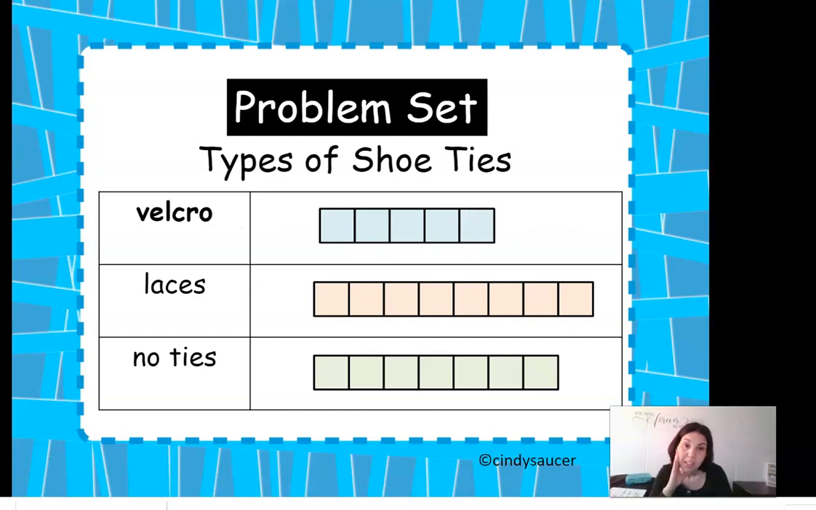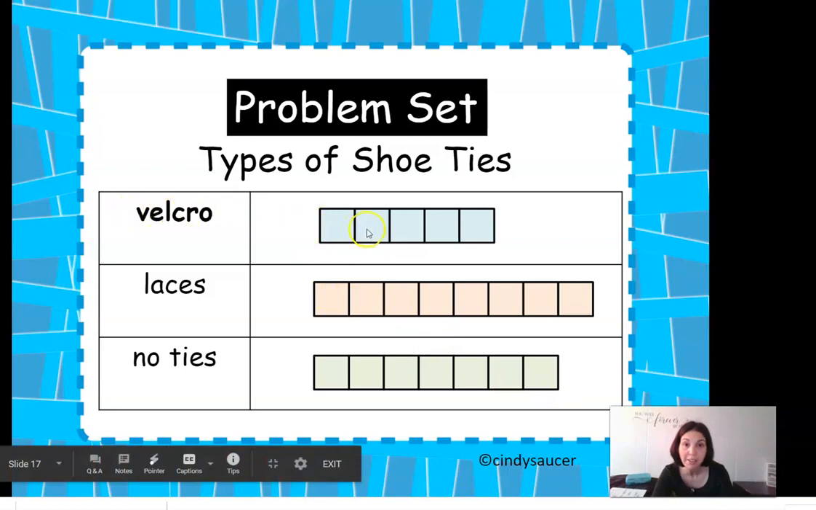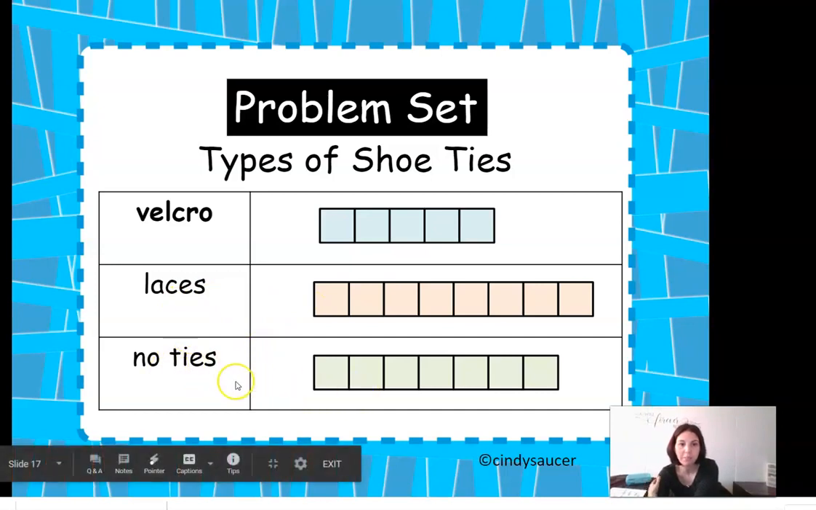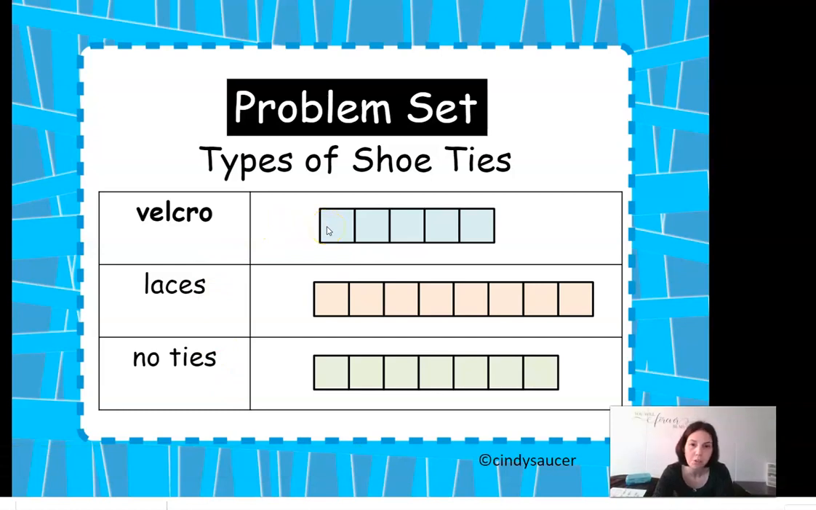Look at this one. Types of shoe ties. So this time the class had to show what kind of shoe ties they had. So this is the students who had Velcro. These students had laces, and these students had no ties. Okay, so how many students have Velcro shoes? 1, 2, 3, 4, 5.